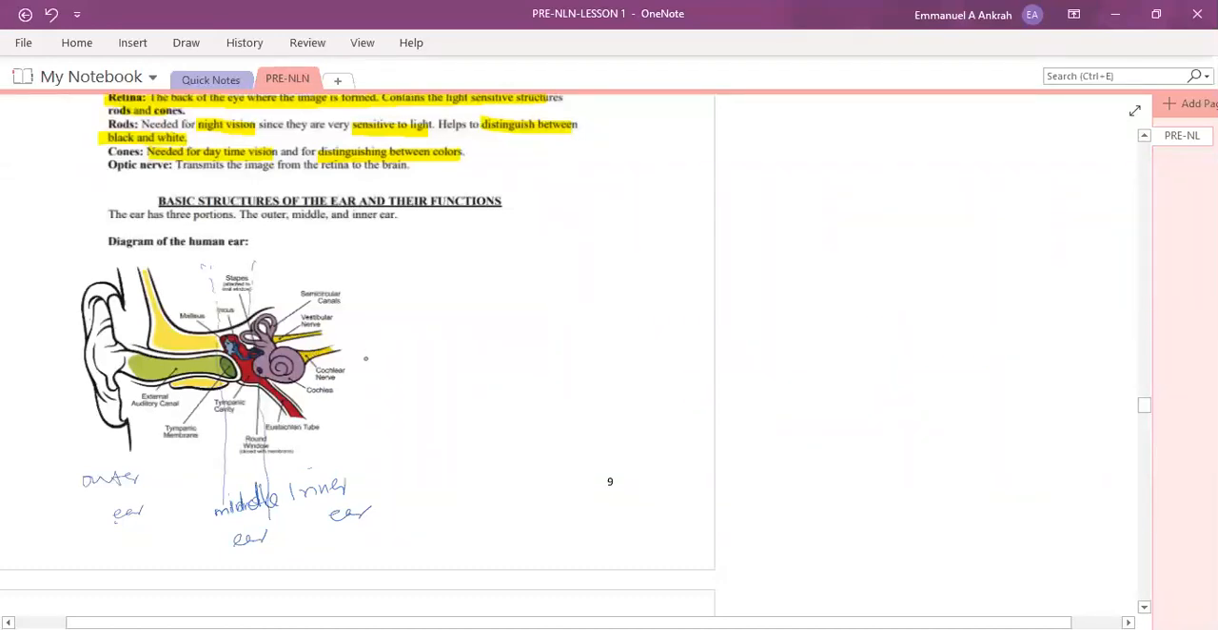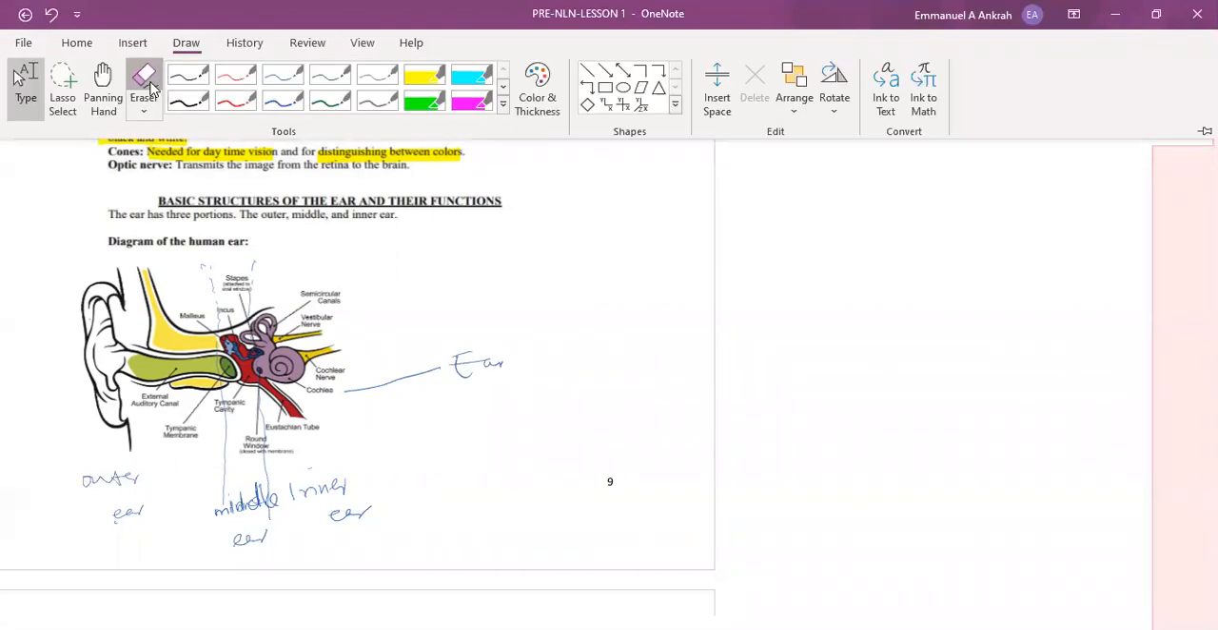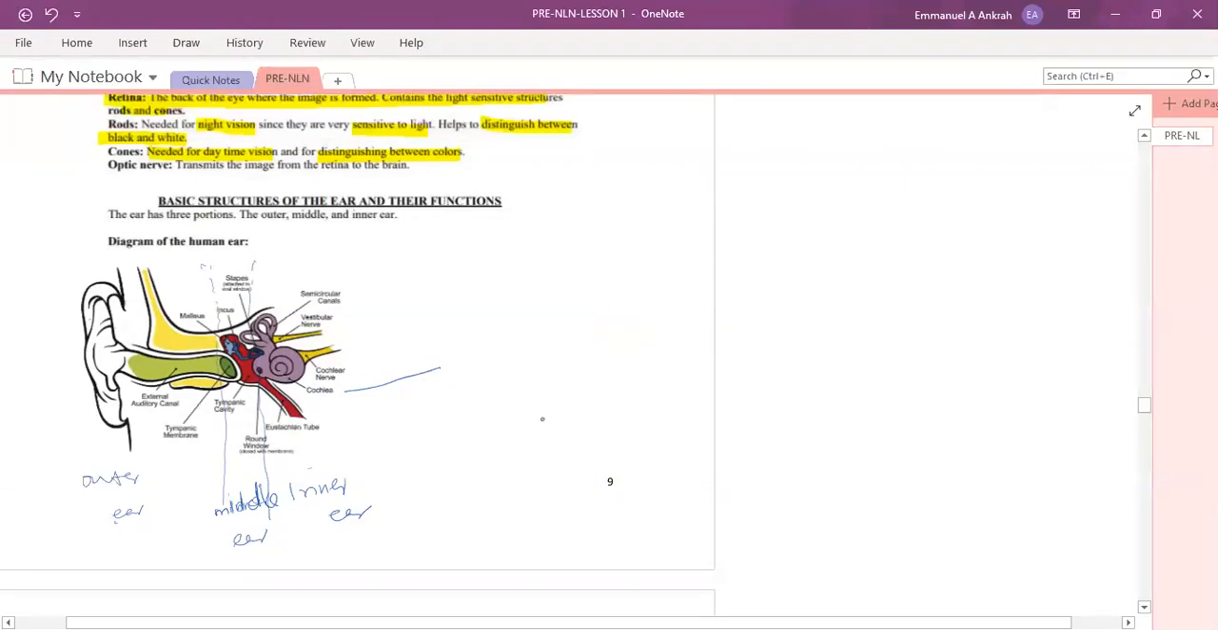The few things I want you to note here: the function of the cochlea. If you see the cochlea in a question, remember the cochlea function is for hearing. Cochlea goes to hearing. Those are the key points you should remember. So anything of hearing, think of the cochlea. If somebody has a problem hearing, think of the cochlea.